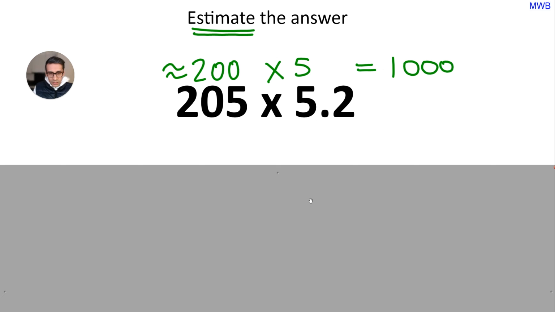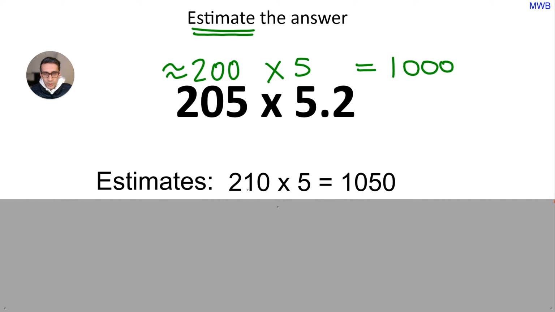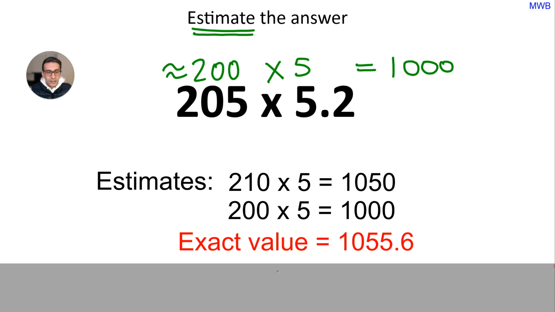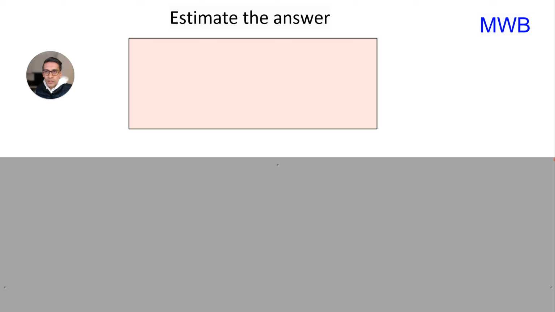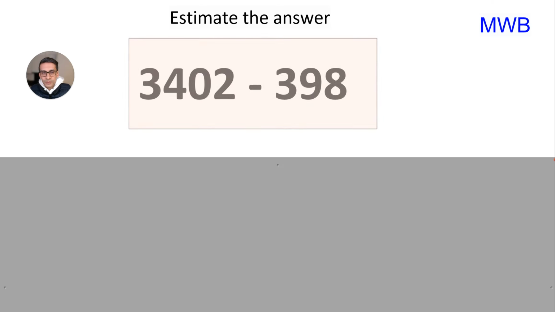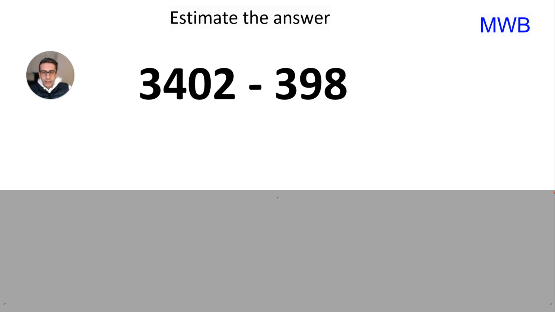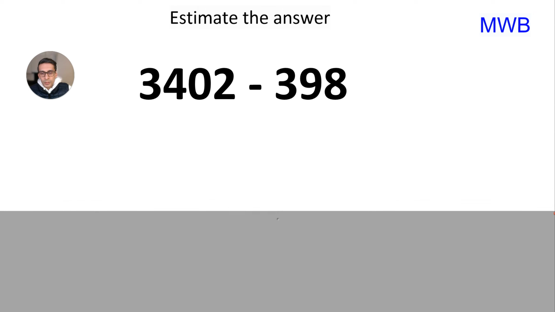So let's have a look at what the exact answer is. So 210 times 5 is another possibility that you may have done. 200 times 5 is what I decided to do, and the exact answer happens to be 1055.6. So that's actually a good estimation. It's not very far off. So have a go doing the same thing with this calculation here. What would you round this to, and what would it give you? And then I'm going to show you the possibilities for this.